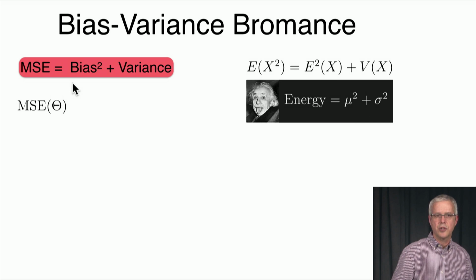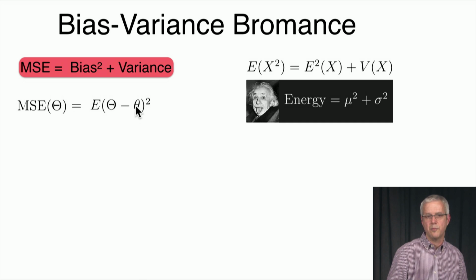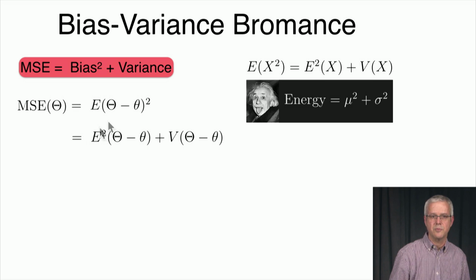So what we want to show is that the MSE is equal to the bias squared plus the variance. To do that, let's look at the MSE of theta. I omitted theta hat here and just wrote theta. It's the expected value of theta minus the parameter, squared. If we call the estimate minus the parameter x, then we have the expected value of x squared.